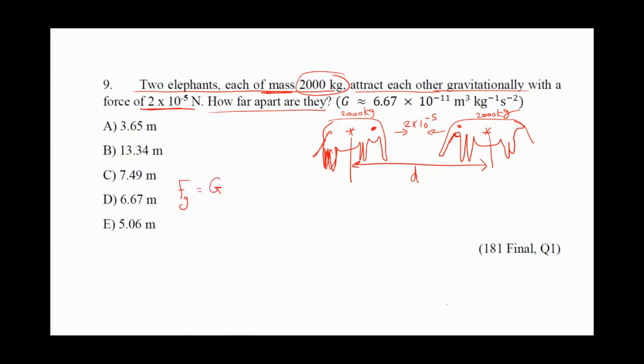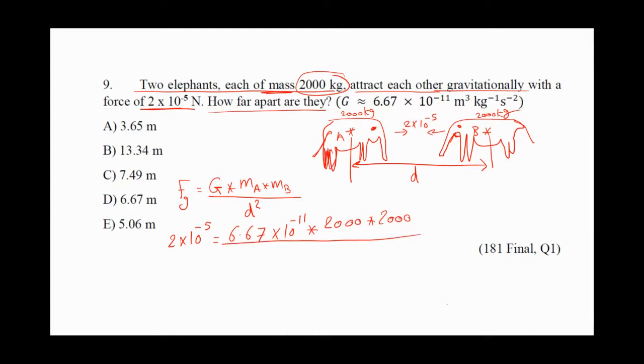F equals the constant G times the first mass, let's call it MA, times MB, divided by the distance square. So I know F is 2 times 10 to negative 5 equals G, which is 6.67 times 10 to negative 11, times the first mass 2,000 kilogram, second mass 2,000 kilogram, divided by the distance square. So we need to solve this simple equation to find the distance.